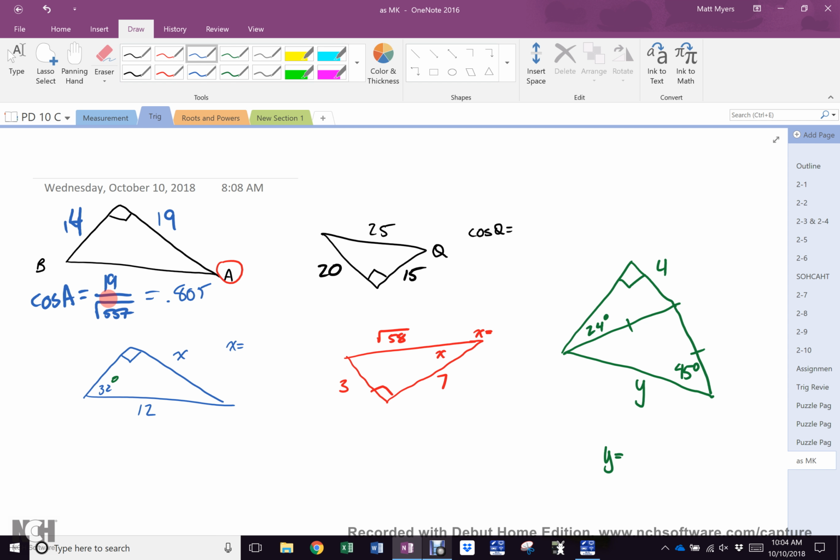Again, the ratio is a fraction. The cos always equals the fraction of A over H. A is whatever number is adjacent. H is whatever number is the hypotenuse. Adjacent to A is 19. After you do Pythagoras, the hypotenuse is the square root of 557. So the cosine of A is the adjacent, 19, divided by the hypotenuse, square root of 557.